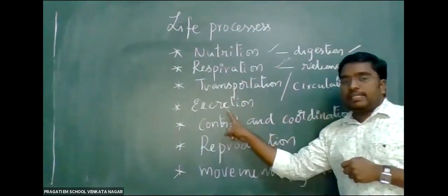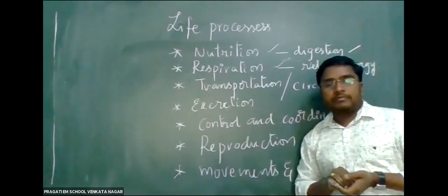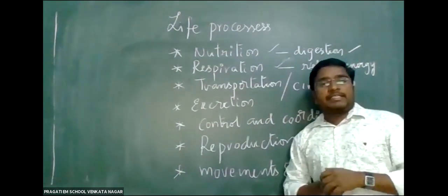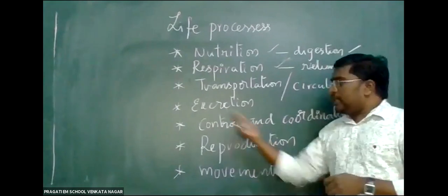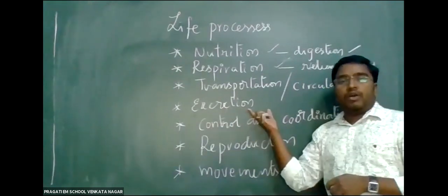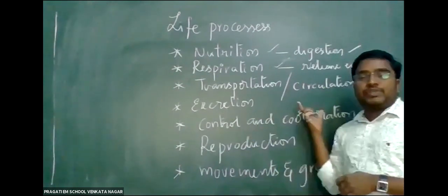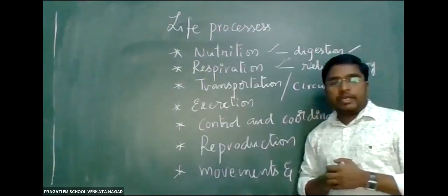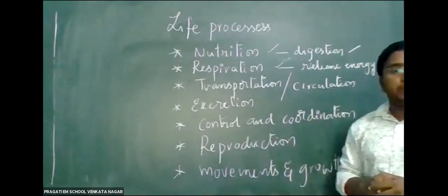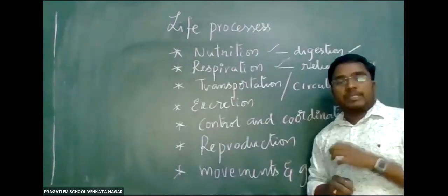And the fourth one is excretion. What is meant by excretion? Excretion means removal of poisonous substances from the body. Removal of poisonous, harmful substances.